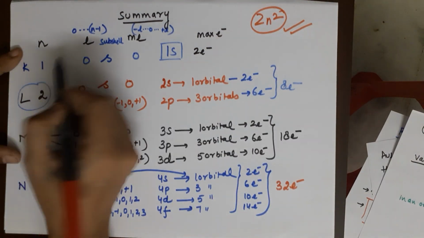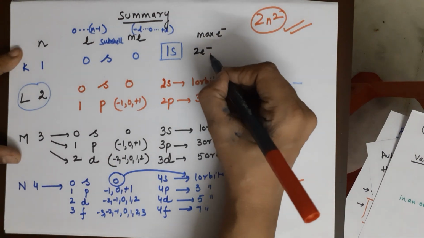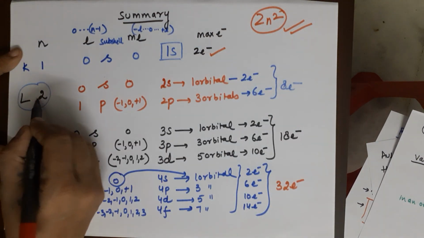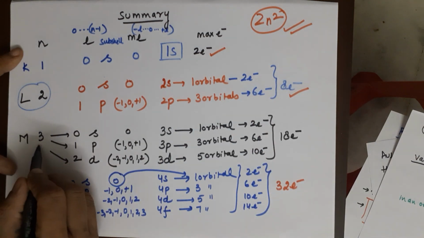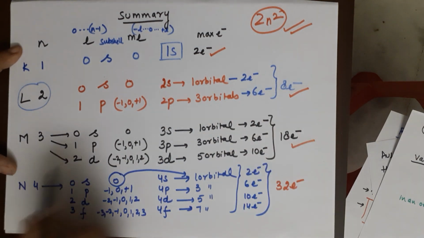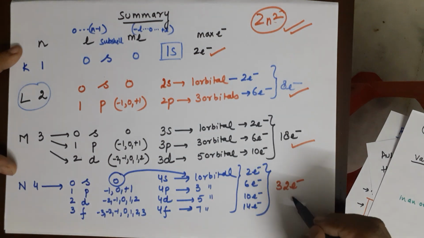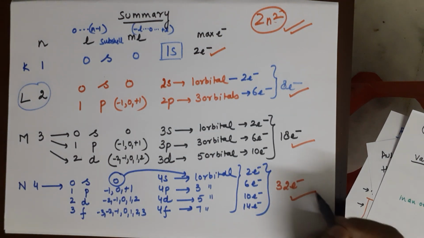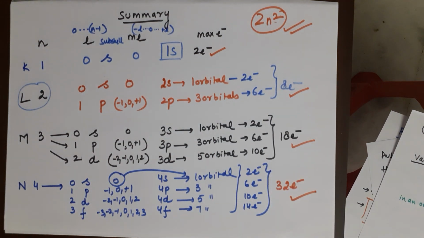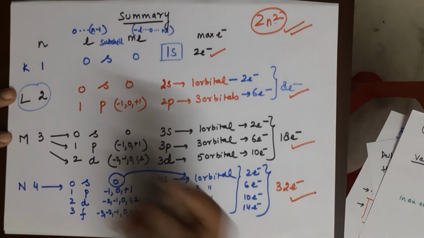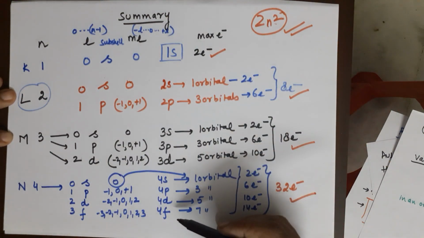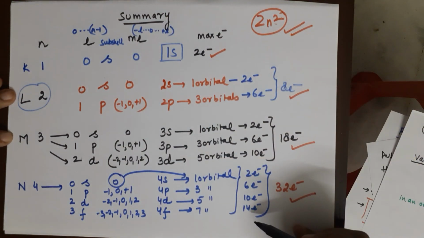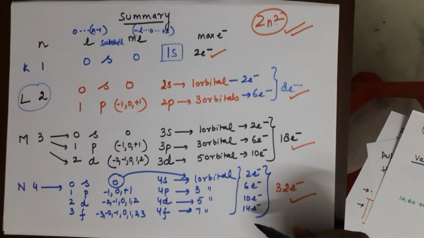Now do you realize that 2n square is still valid? First shell has how many electrons? 2 into 1 square, that's 2. Second shell has how many electrons? 2 into n square, that's 8. Third shell, 2 into n square, that's 18. Fourth shell, 2 into 16, that is 32. So Bohr's outline model was not wrong. But the quantum model gives you that you have shells, then subshells, then orbitals, and each orbital has got 2 electrons in it.